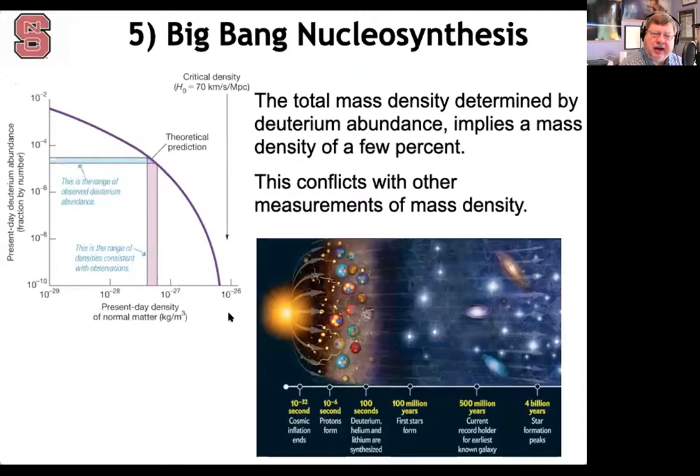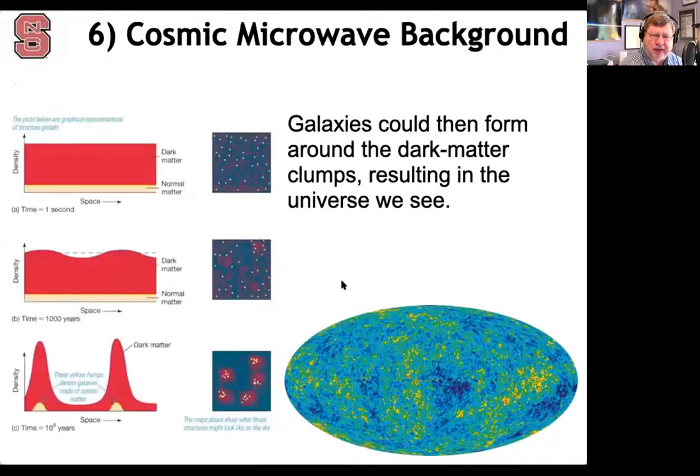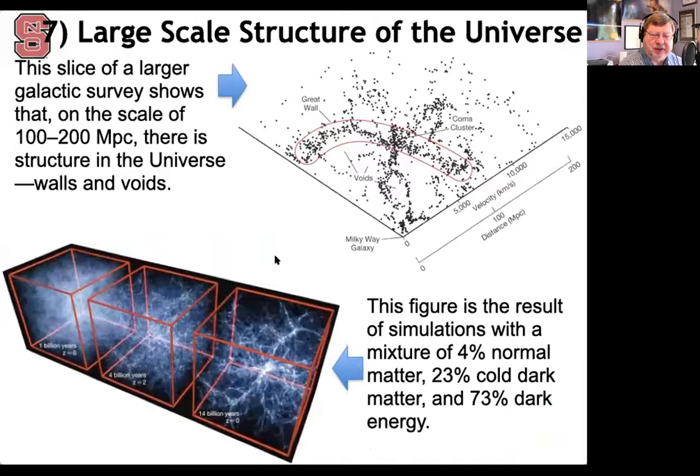Okay. Line of evidence number 5 has to do with Big Bang nucleosynthesis, the creation of elements during the Big Bang. We'll be talking about that in a future lecture. Line of evidence number 6 is the cosmic microwave background. The fact that it is not uniform is basically another nail in the coffin that dark matter must exist or we wouldn't be here. And line of evidence number 7 is the fact that the structure of the universe on very large scales looks like a bunch of spider webs, and that only happens if you run your simulations with a certain amount of dark matter.